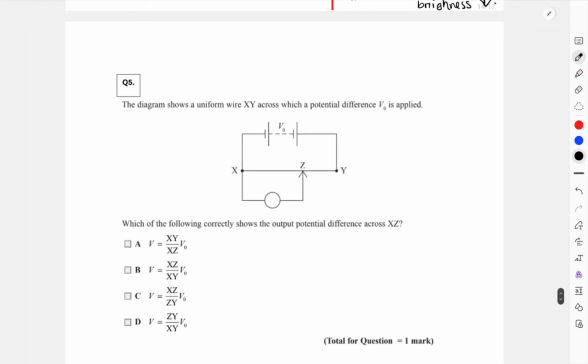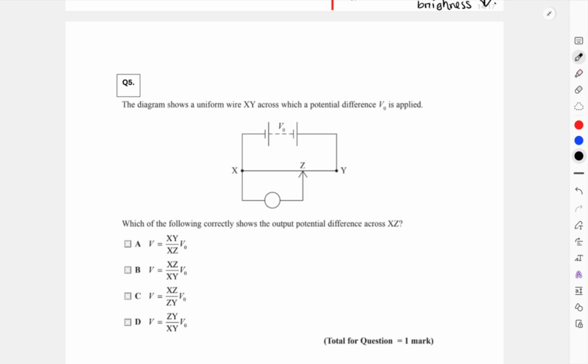For question 5, it says that the diagram shows a uniform wire XY across which a potential difference V naught is applied. Which of the following correctly shows the output potential across XZ? Always remember that the longer the length, the higher the resistance, because for a longer length, currents would have to travel a longer distance, right? When they travel a longer distance, they will produce more heat energy, right? And for a longer wire, higher temperature obviously indicates higher resistance. So in that case, for XY, they will have a higher resistance, and XZ will have a smaller resistance, right?